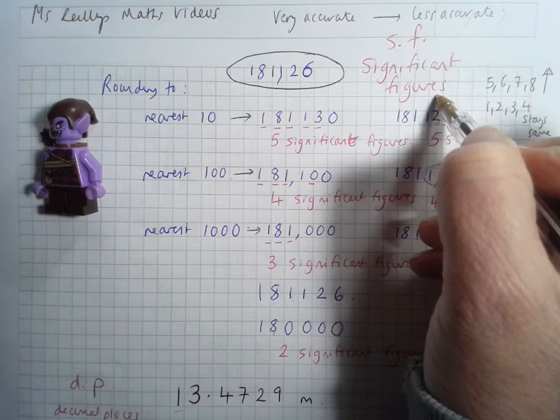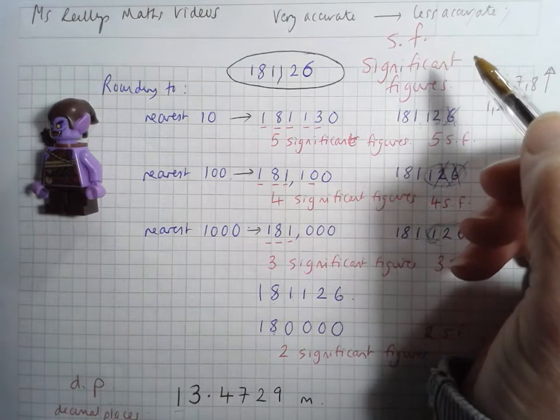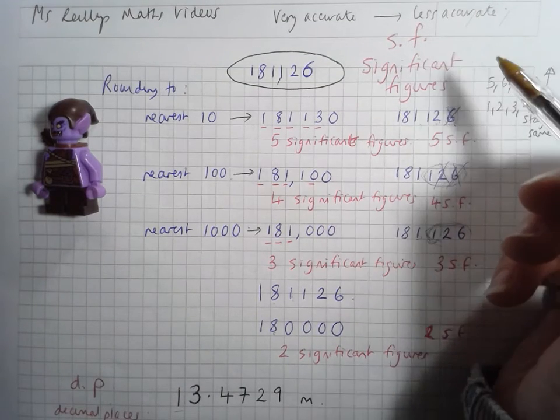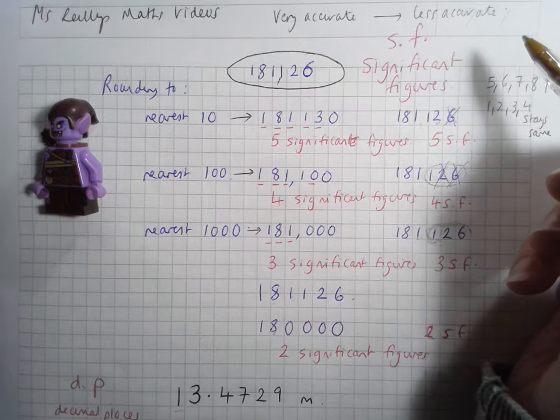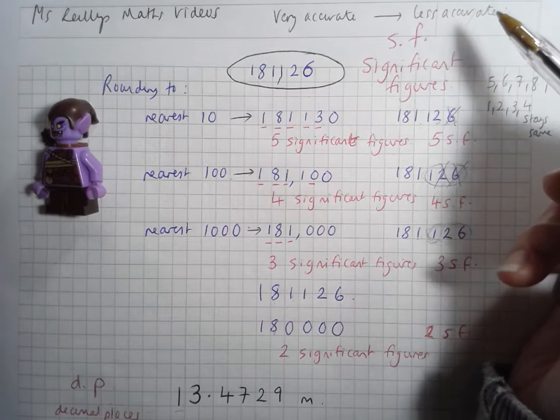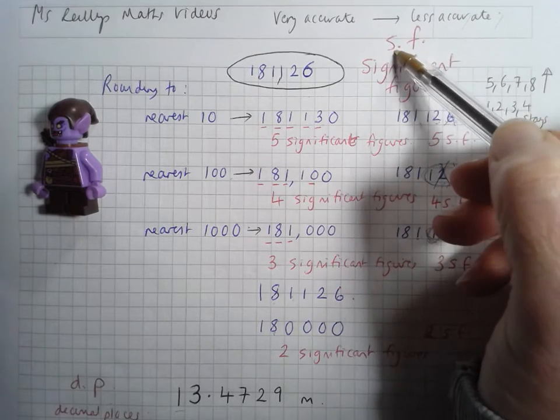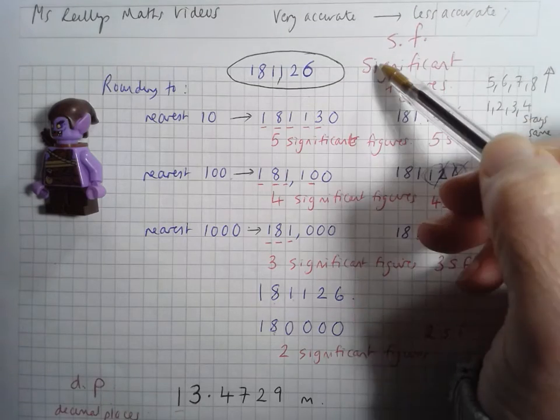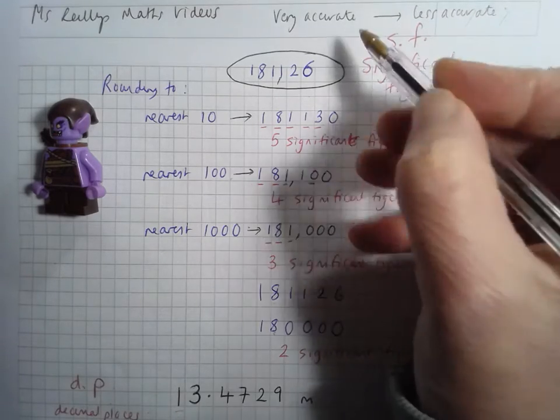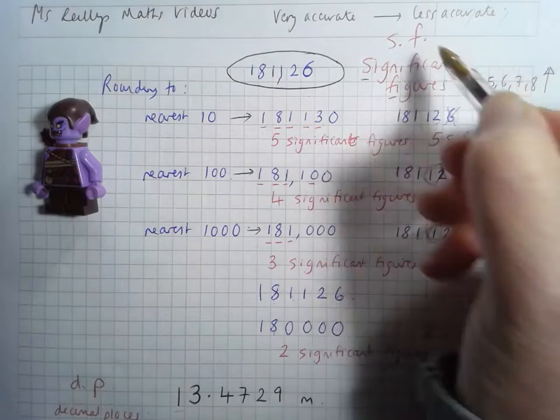Now we're introducing a new idea today, though you may have heard it before, and that's significant figures. Something is significant if it's important, or if it stands out, or if it carries a particular importance or value. Significant figures is sometimes written as SF. So if you see SF somewhere, it's significant figures.